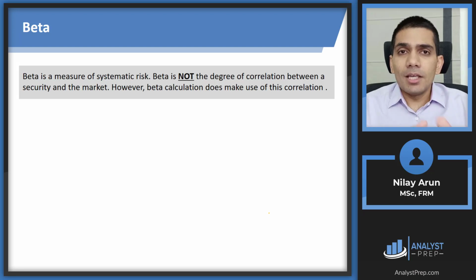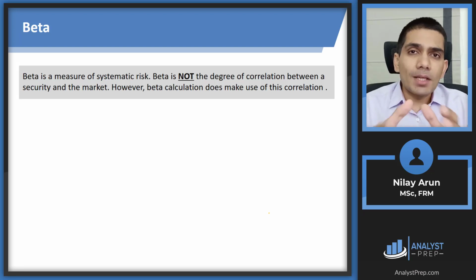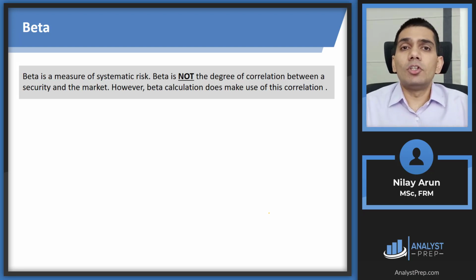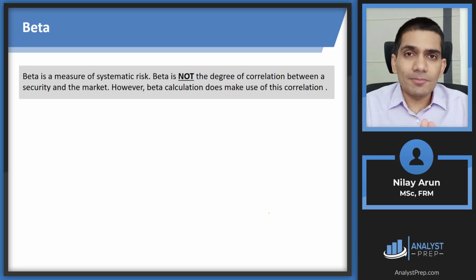So the market is going to reward you for the systematic risk that you're taking and not for the total risk that you're taking. So there's no reason for the market to give you extra return for the risk that you could have got rid of, which basically means the diversifiable risk.